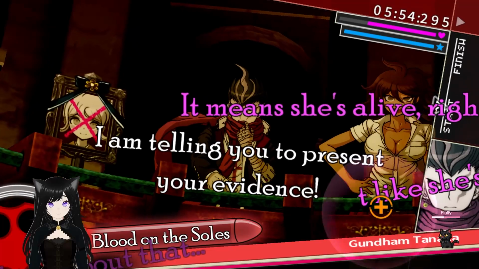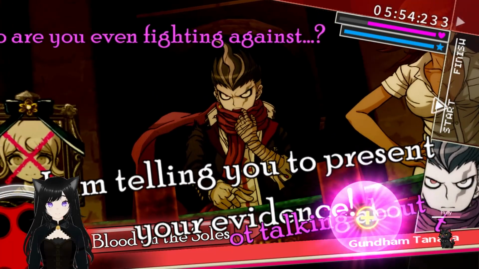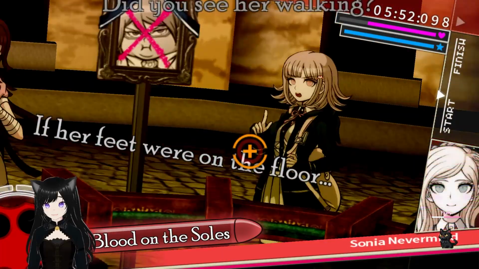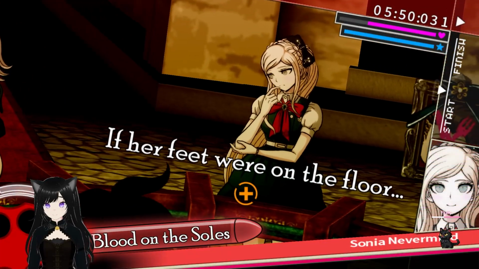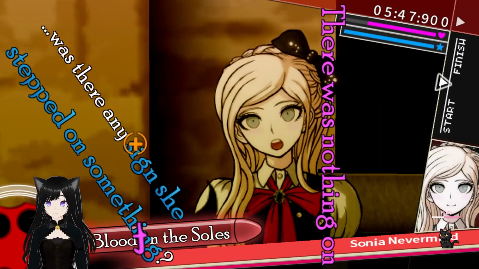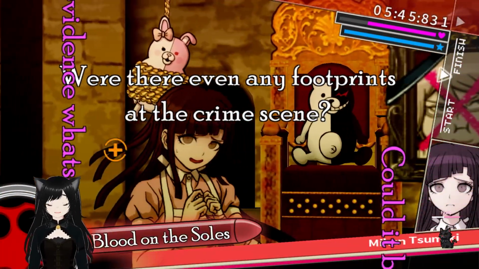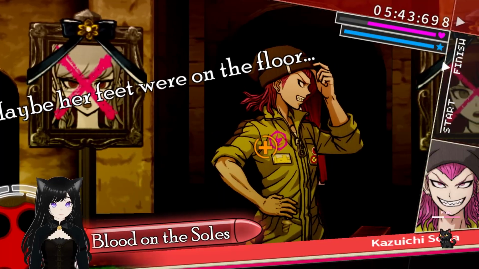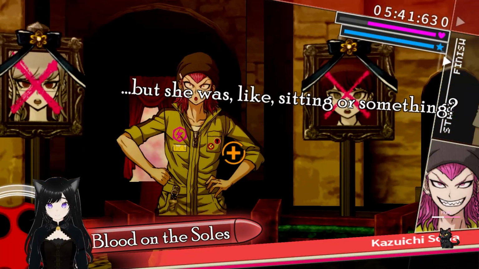I am telling you to present your evidence. Did you see her walking? Okay. If her feet were on the floor, was there any sign she stepped on something? Were there even any footprints at the crime scene? Yes, we agree with that statement. Maybe her feet were on the floor, but she was like sitting or something.